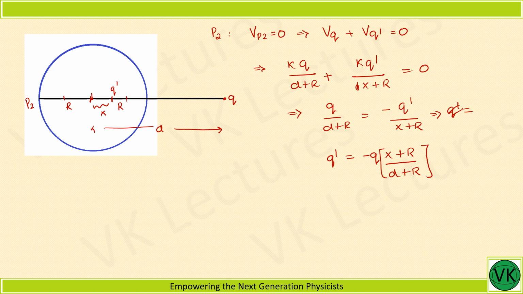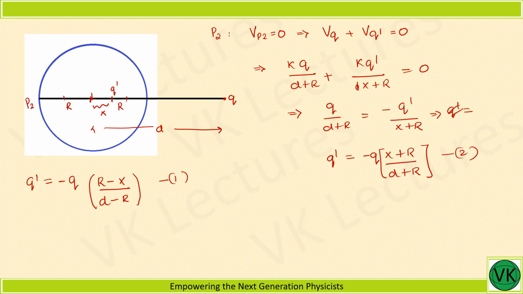So this is the second equation for q dash. Earlier we have got q dash is equal to q times r minus x divided by d minus r. So these are the two formulas that we have got. Yes, of course, here also we have a minus sign. Now these are the two equations, equation 1 and this is equation 2.